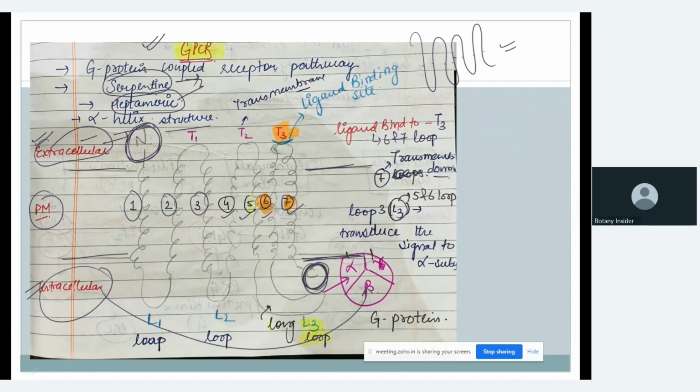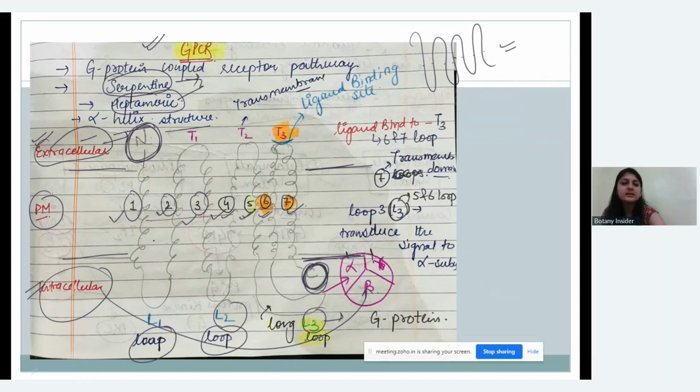So we have loop 1, loop 2, and loop 3. Loop 3 is a longer loop. Loop 1 is made up of 1 and 2. Loop 2 is made up of 3 and 4. And loop 3 is made up of 5 and 6. You have to remember these structures because they come in the exam. That's why just remember this.